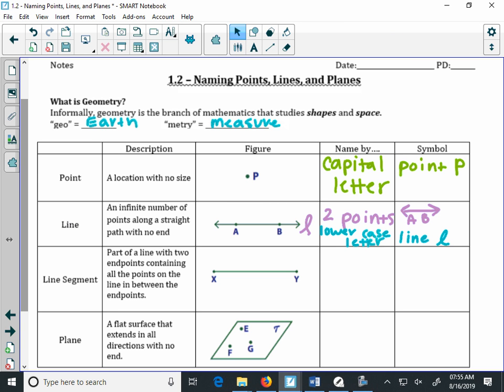A line segment is just part of a line. So you're just taking a piece of a line. It has a start point and an end point. Okay? And then it has all the points that are in between. So I like to think a line segment is just a chunk of a line. How you name a line segment is exactly how you name a line. You use 2 points.